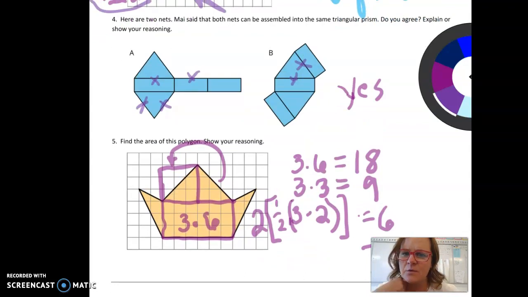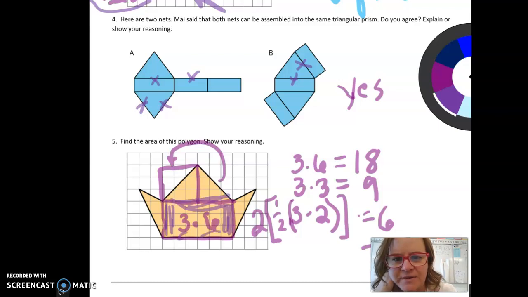Show your reasoning. So what I did here to reason through this, and there's different ways you could have done this, you could have surrounded the whole thing and then subtracted the extra parts. I found the area of this section, so I'm decomposing it, and 3 times 6 is 18. And then I found that if I move this triangle over here, it forms a 3x3 square, which is 9. And then these 2 triangles, there's 2 of them, and they're identical.